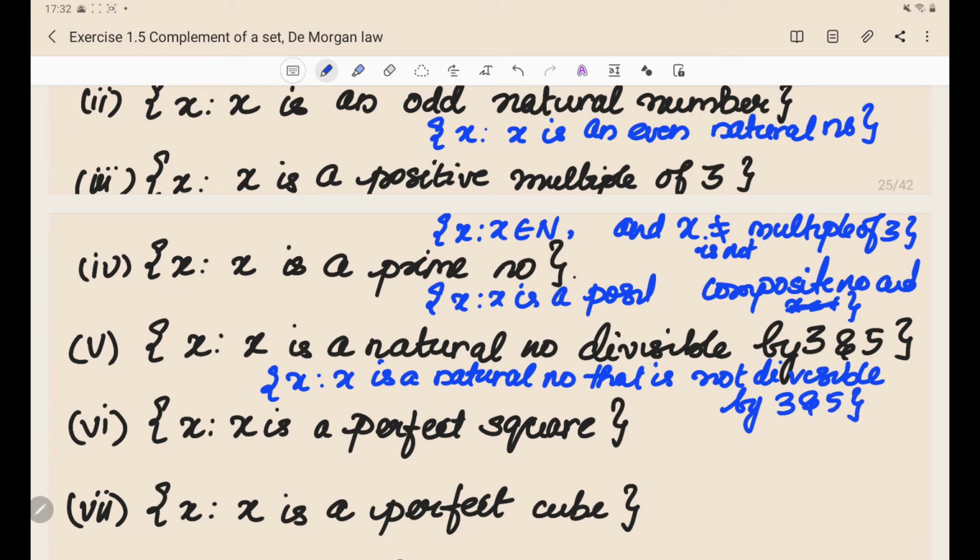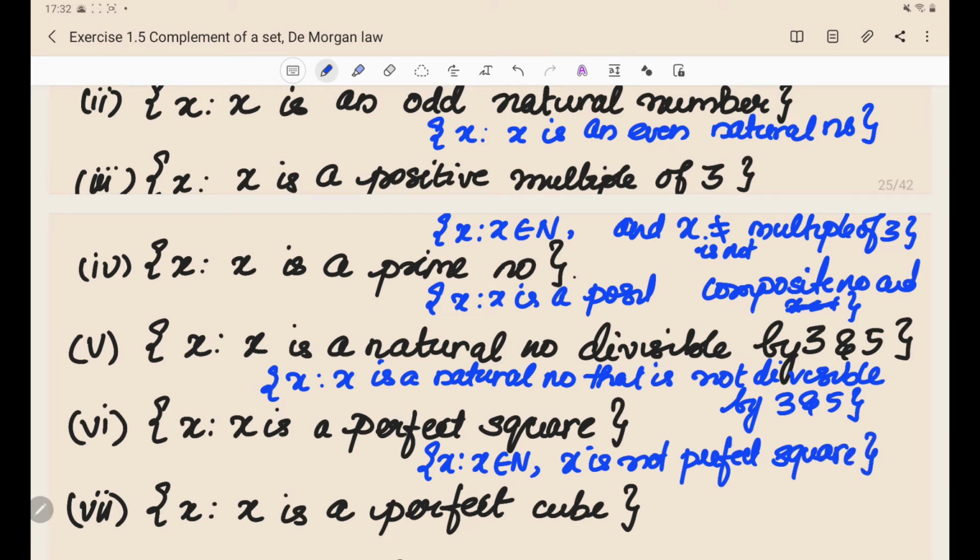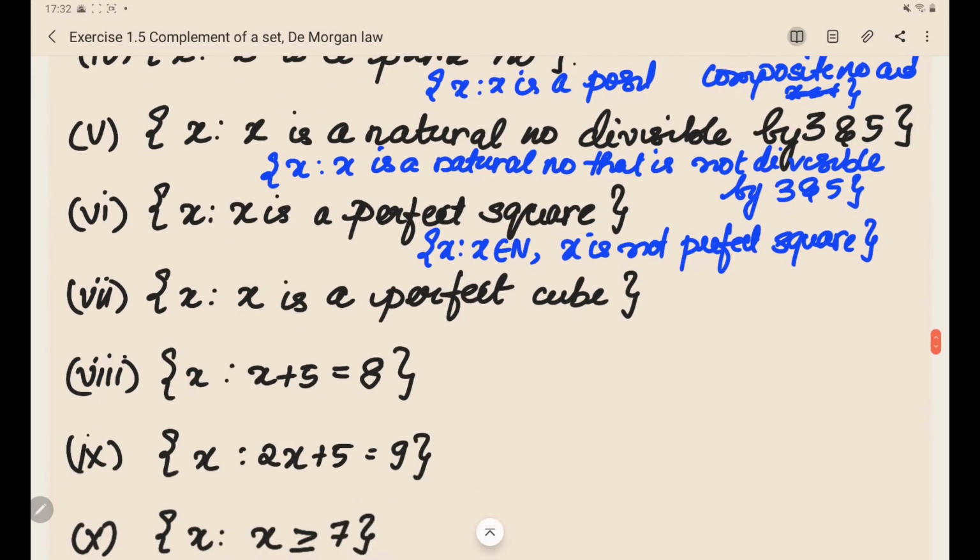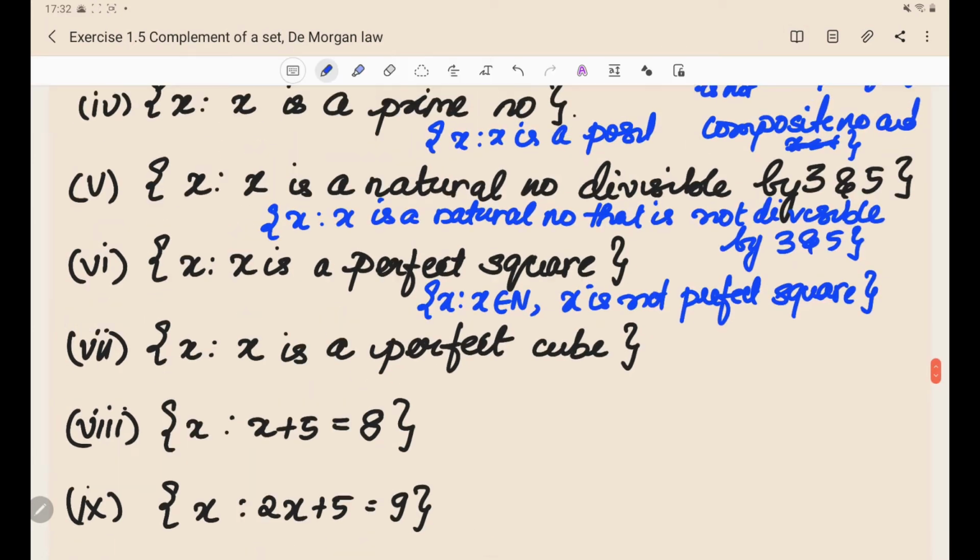Next, {x : x is a perfect square}. So what can you write? {x : x belongs to N and x is not a perfect square}. So all the other elements are the complement of that. Again, what would you write for {x : x is a perfect cube}? The same way, you can write {x : x belongs to N and x is not a perfect cube}.